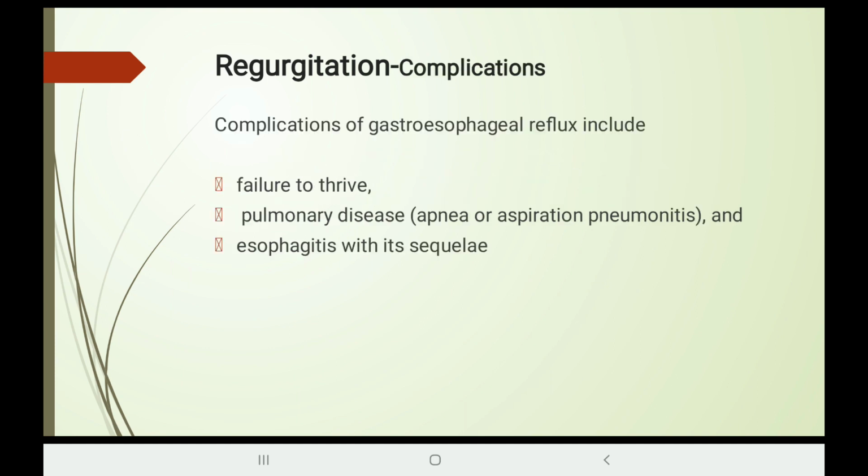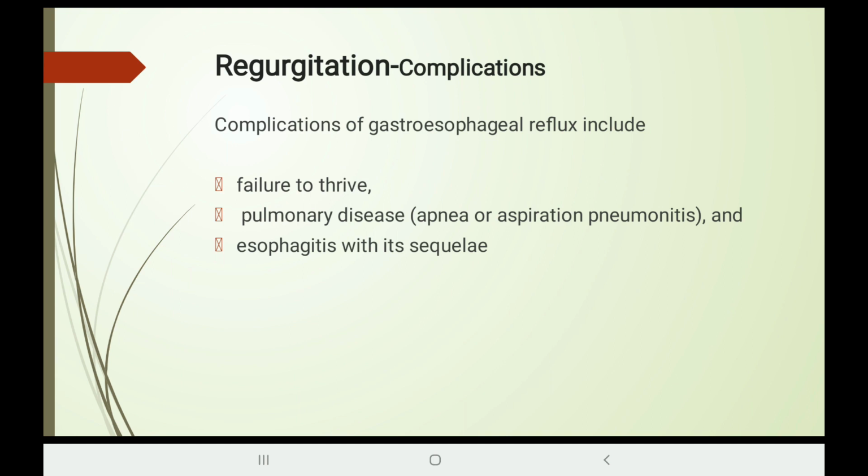So what are the complications of regurgitation? The complications are failure to thrive, pulmonary diseases, recurrent apnea or aspiration pneumonitis, and esophagitis with its sequelae. So we will take a proper history of the patient. If there is a history of such complications, we will further evaluate the patient for GERD. But if there are no complications, we will just counsel the parents regarding the physiological aspect of regurgitation.